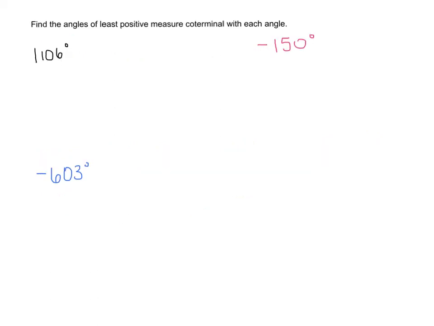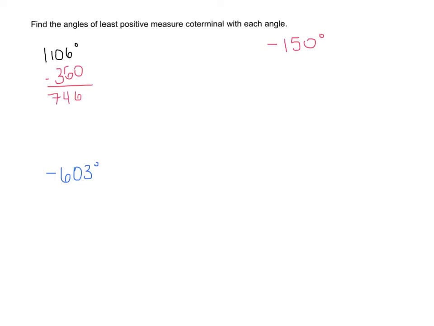Next, we're asked to find angles of least positive measure coterminal with each angle. What that means is I am looking for an angle from 0 to 360 degrees. So I want to be going in the counterclockwise positive direction and also only rotating through the circle at most one time. So on this first one, I'm going to start subtracting 360 degrees. Which gives me 746. Okay, well that's still not least positive measure, so I'm going to subtract off 360 again to get 386. And so I'll have to do this a third time to get 26 degrees. Least positive measure.